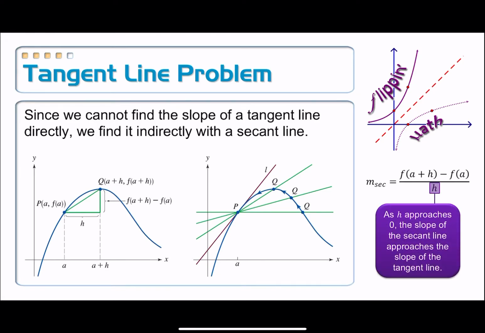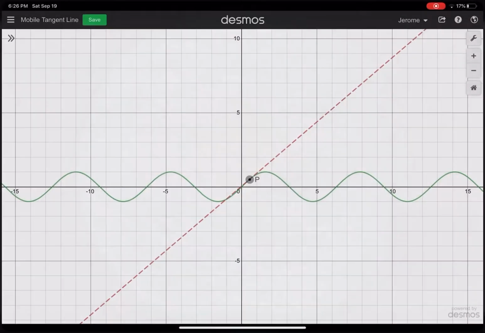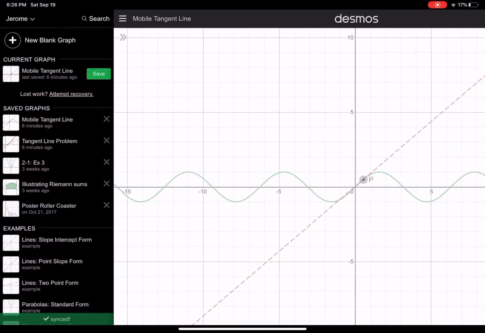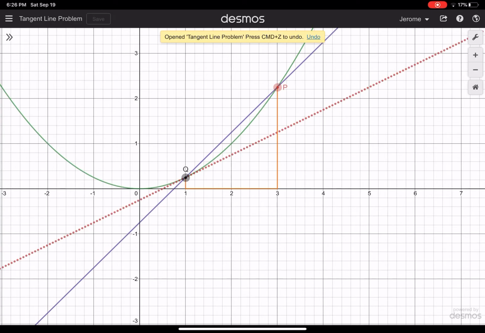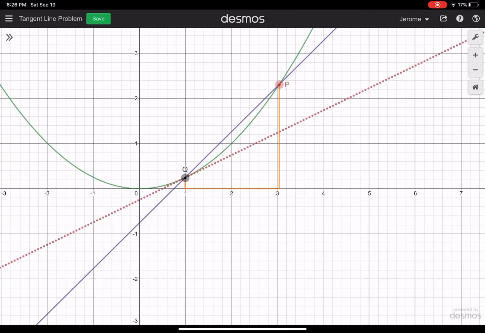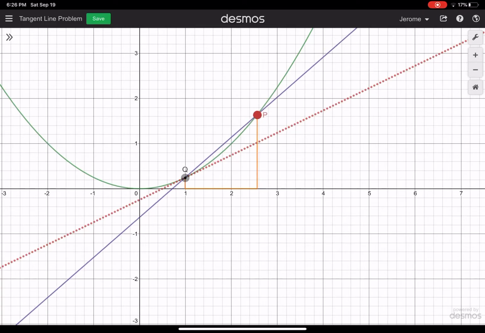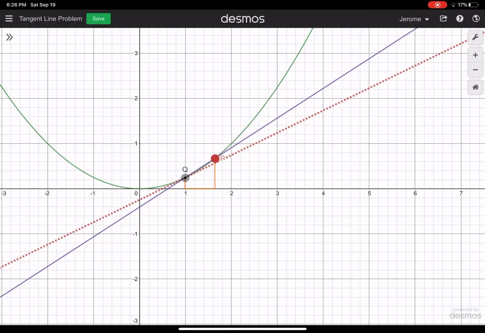As h approaches 0, then the slope of this secant line is going to start approaching the slope of the tangent line. So I'll pull up Desmos again, and we had a sketch for this one as well. Tangent line problem. It's right here. Collapse that thing. So right now I have my secant line through point P and point Q right there. And if I wanted to make the tangent line or try to get closer and closer to the tangent line, I'm going to shrink down my h value.